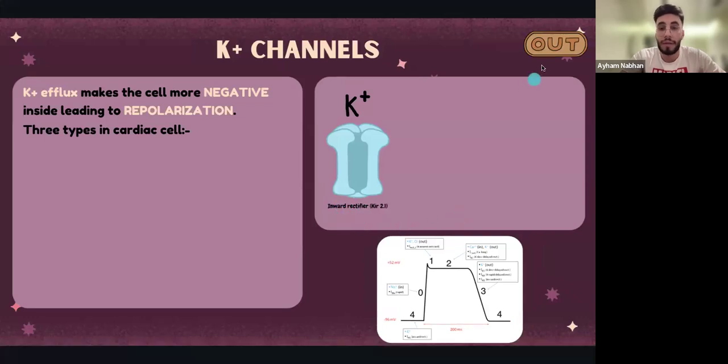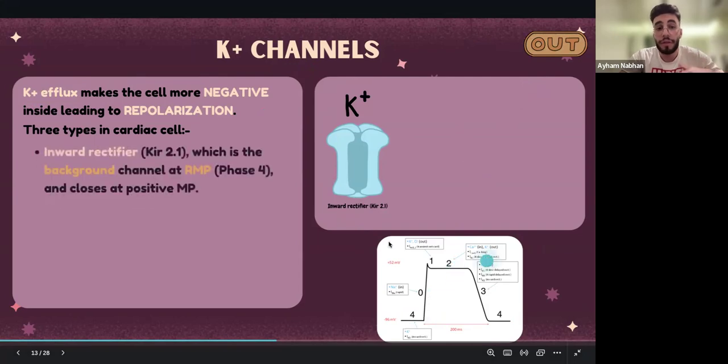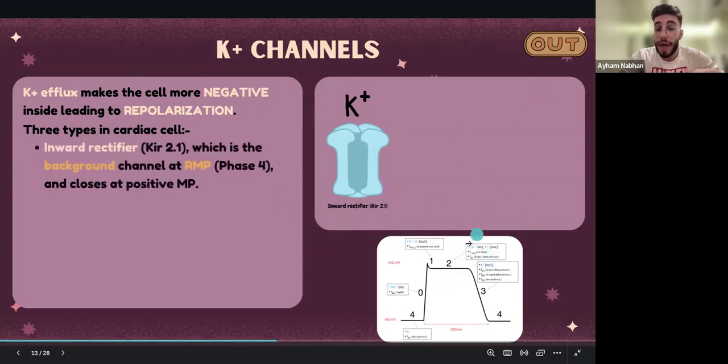So it is the opposite of what we said over here. We said that potassium is going to be an efflux. So potassium would go in, and that would make a balance of positive and negative charges in the cell membrane, make it at the resting membrane potential, which is phase 4. So this is the inward rectifier. And it actually opens at negative voltages and closes once the depolarization starts, which is the positive voltages.